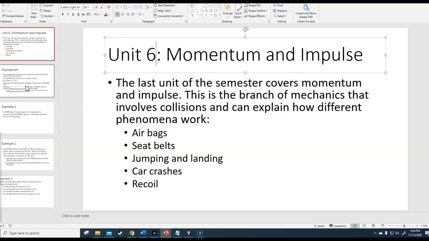Okay, so in this video we're just going to do the very, very basics and introduce the concept of momentum, and then in the next couple of videos we'll do some more in-depth calculations with momentum.